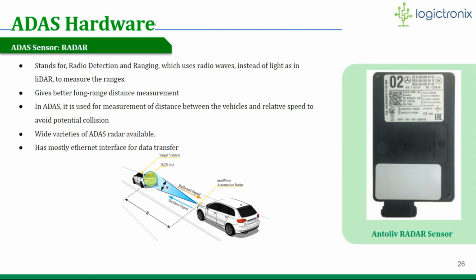Okay, let's go to radar. It stands for radio detection and ranging, which uses radio waves of certain frequency in the order of megahertz to gigahertz to measure the ranges. It can give a very long range distance measurement. In ADAS, radar is used for measurement of gaps between the vehicles and also measuring the relative speed to avoid potential collision. There is also a wide variety of ADAS radar sensors to choose from for ADAS purposes.